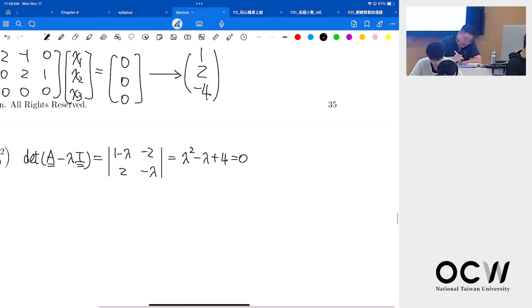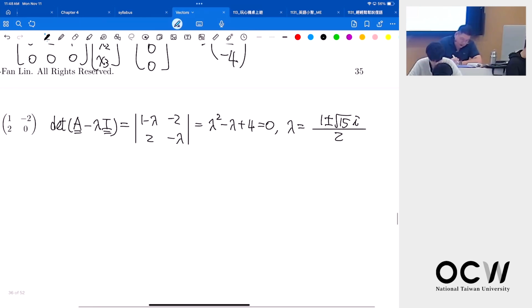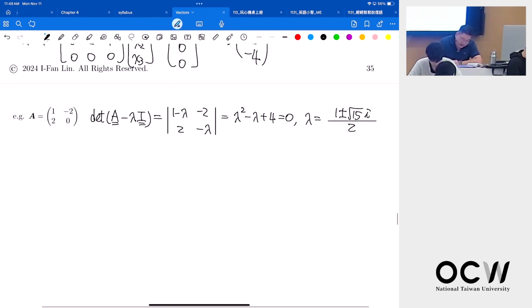I got lambda squared minus lambda plus 4 equals 0. And then you get your lambda is a complex number, 1 plus or minus square root of 15 times i divided by 2. So even though it is a complex number, we still have two roots, two distinct eigenvalues. For the distinct eigenvalues, I have their corresponding eigenvectors. So first, let's consider the plus sign, 1 plus square root of 15i divided by 2.